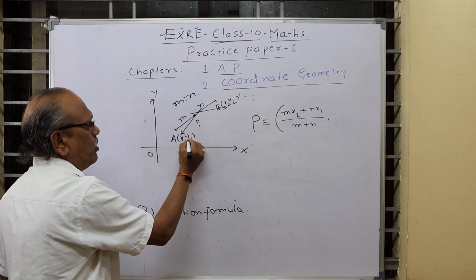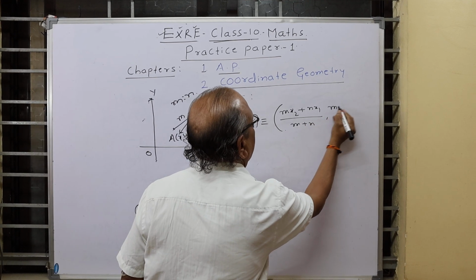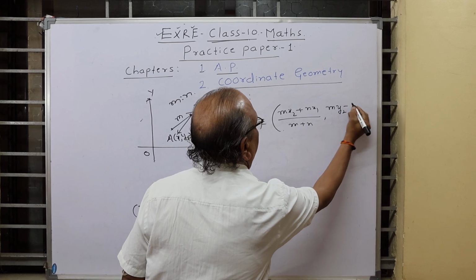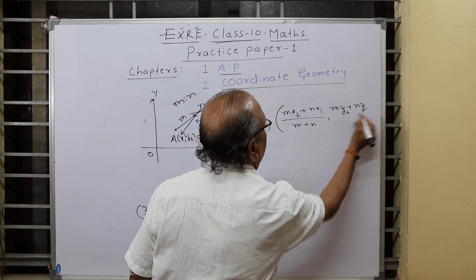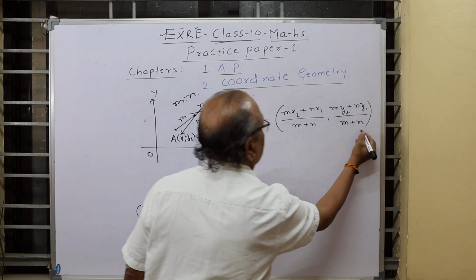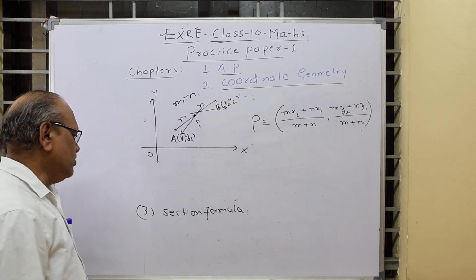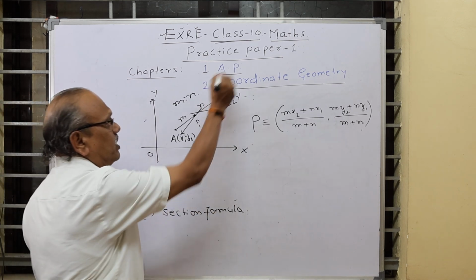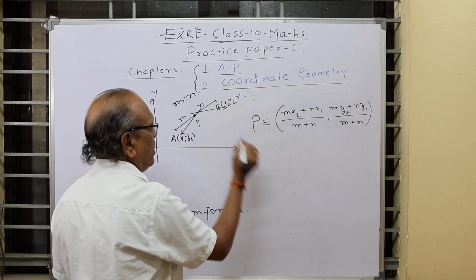Similarly, to get the y coordinate, you write (m y2 plus n y1) upon (m plus n), which is the section formula for internal division. This is the third formula to remember in this coordinate geometry chapter.